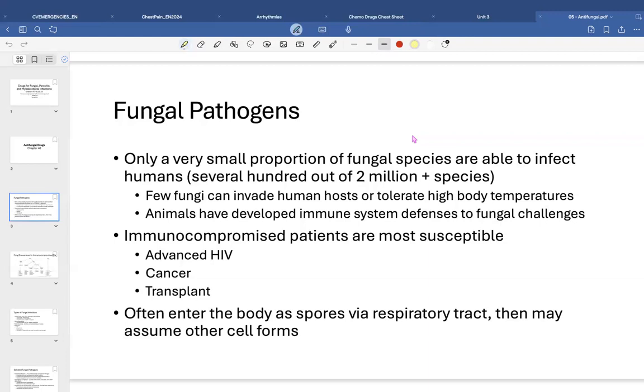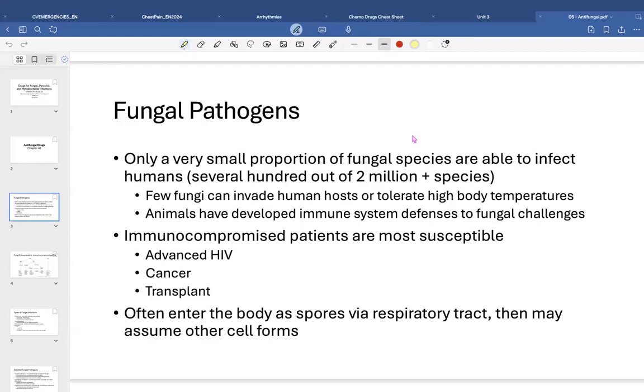And then the other issue is when antibiotic therapy, especially broad-spectrum antibiotic therapy, causes an imbalance of your flora. So in those cases, also, we'll see people being prone to colonized fungal pathogens. How do you get infected? Often, especially for systemic infections, fungi will enter the body as spores through the respiratory tract.